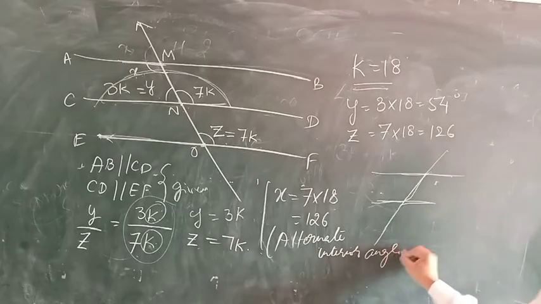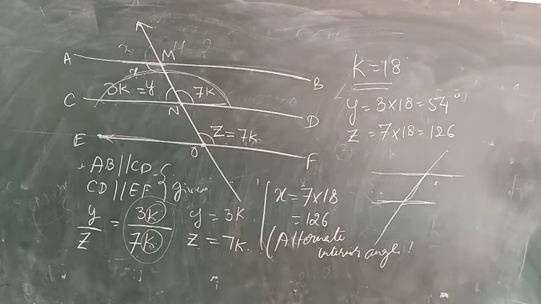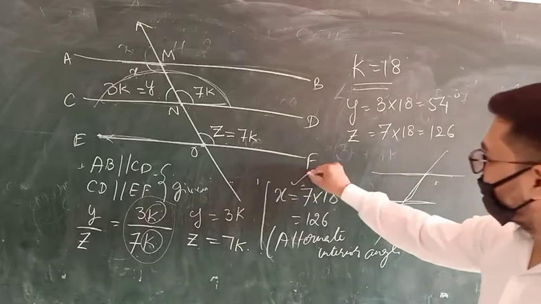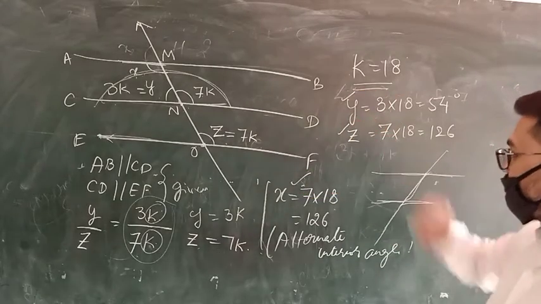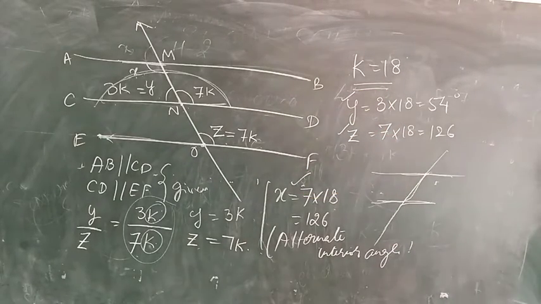Okay, note it down first. So this is the value of X, this is the value of Y, this is the value of Z. Okay, any doubt at this point?